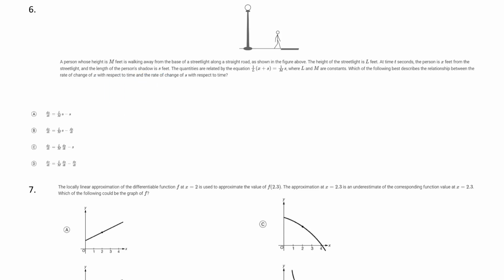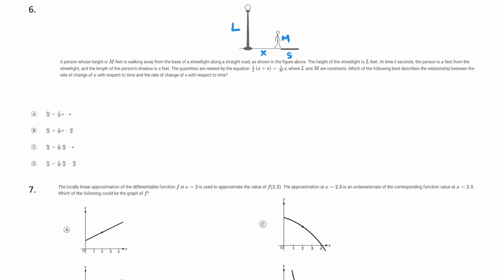All right, let's put these values in. Let's see what we're dealing with here. We've got this as being L. Over here, this is x. The person's height is m, and the shadow distance is right there.